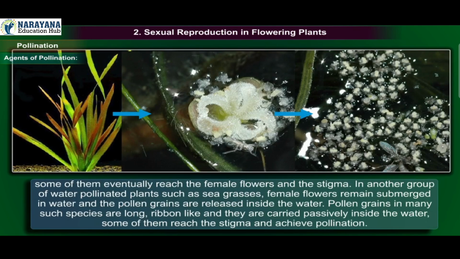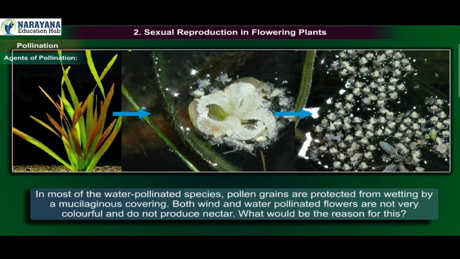In another group of water-pollinated plants, such as seagrasses, female flowers remain submerged in water and the pollen grains are released inside the water. Pollen grains in many such species are long, ribbon-like, and they are carried passively inside the water. Some of them reach the stigma and achieve pollination. In most of the water-pollinated species, pollen grains are protected from wetting by a mucilaginous covering. Both wind and water-pollinated flowers are not very colorful and do not produce nectar. What would be the reason for this?